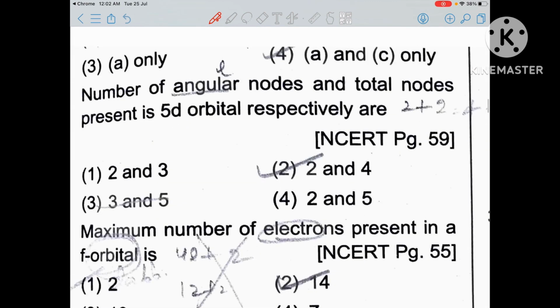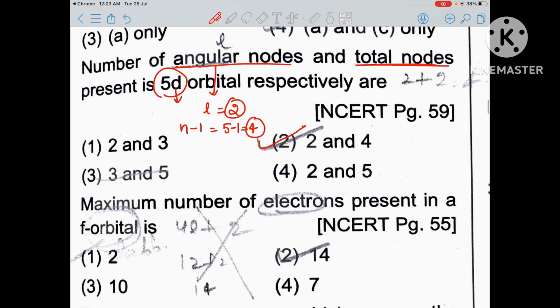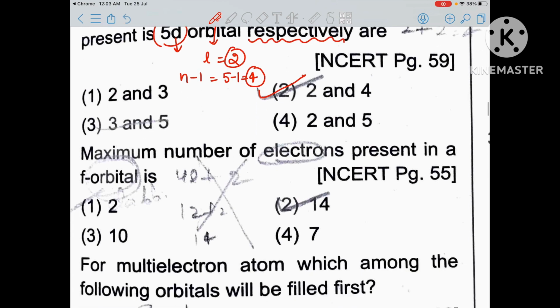Then, here, what is the number of angular nodes and total nodes present? This is the most repeated question you will see in your mock exams. Angular nodes is just l. For a d orbital, what is the angular node? The value of l is 2. And what is total nodes? Very simple, n minus 1. 5 minus 1 is 4. So the answer is 2, 4. Okay, so here you have to read respectively also. Sometimes they interchange it, right?